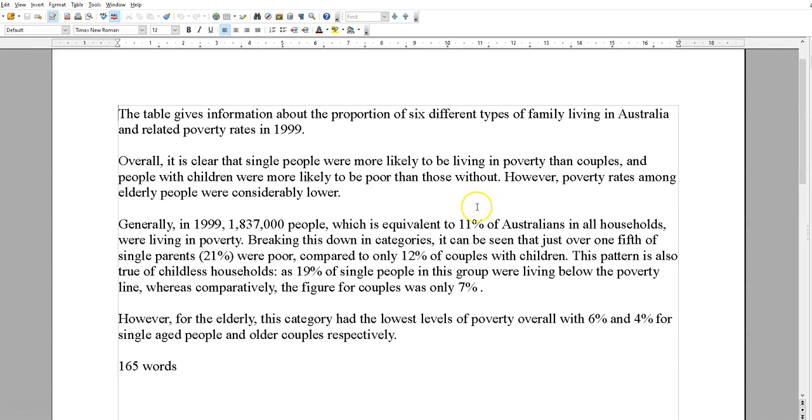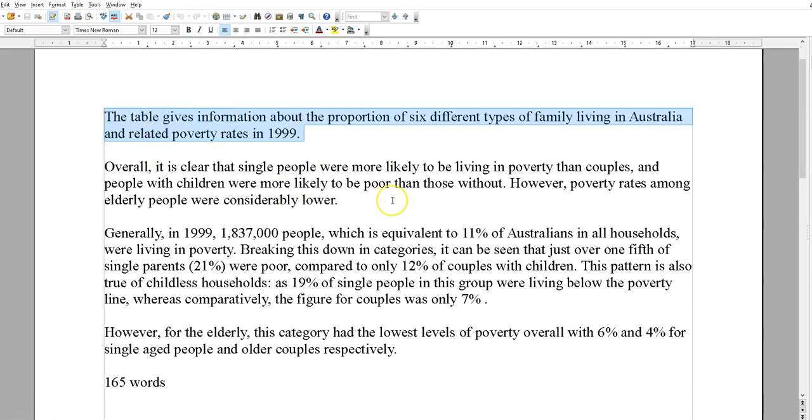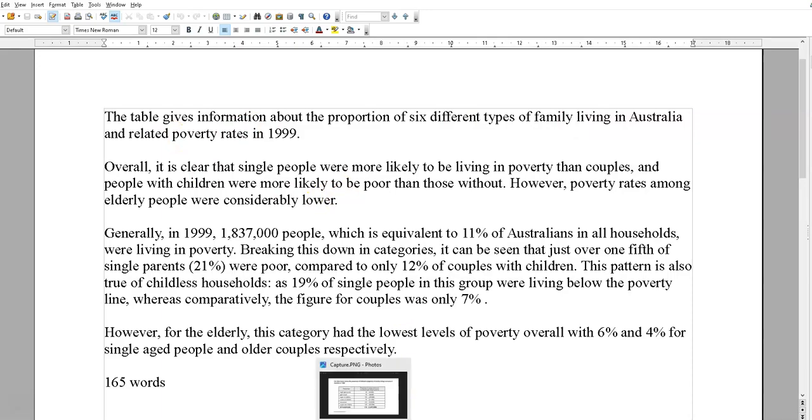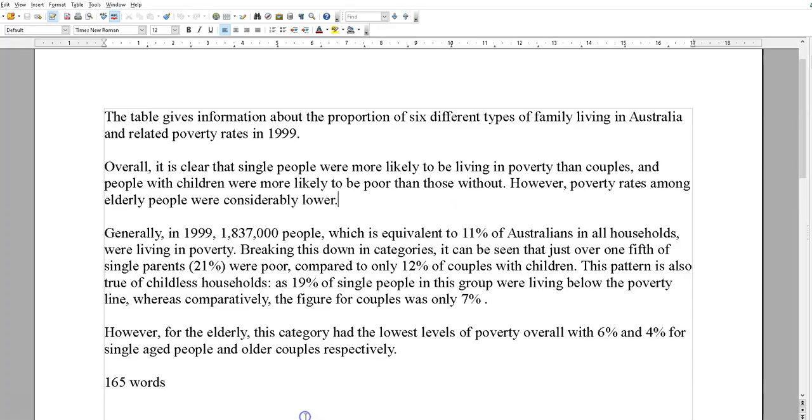So, like I say every time, introduction, easy. You paraphrase that. Information, proportion, 6 types of family. Overview. Now, this is an interesting one. As we can see, single people are more likely to be living in poverty than couples. And people with children are more likely to be poor than those without. But for elderly people, rates of poverty are lower.